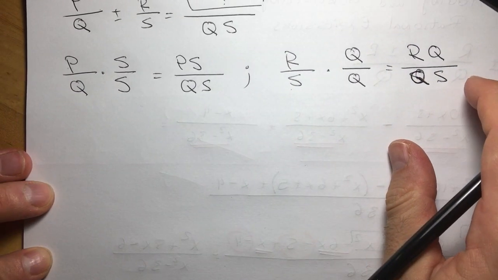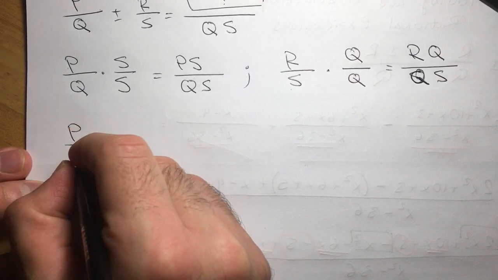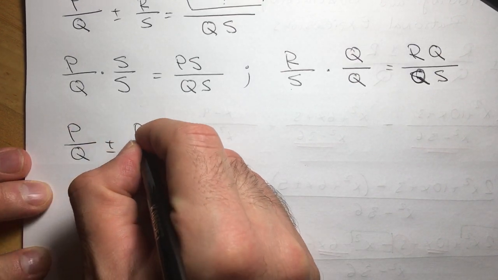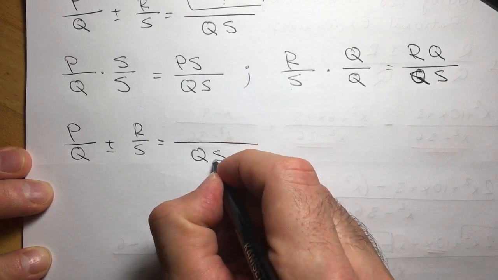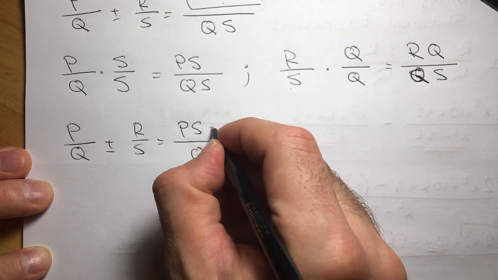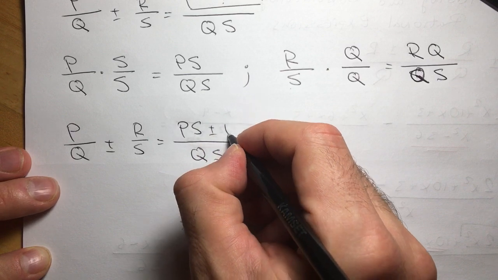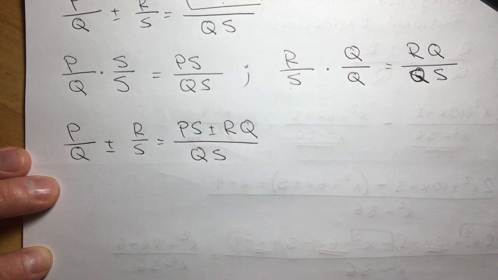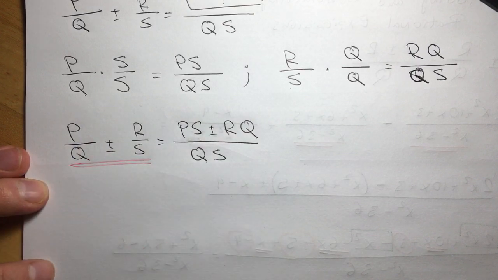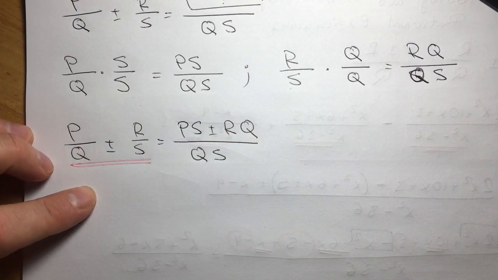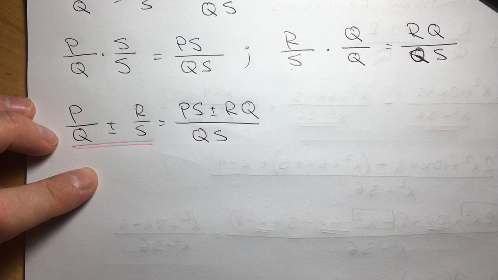Okay, so P over Q plus or minus R over S is the same as P times S plus or minus R times Q. And now it's very important to remember again where Q and S don't have common factors. They're relatively prime.